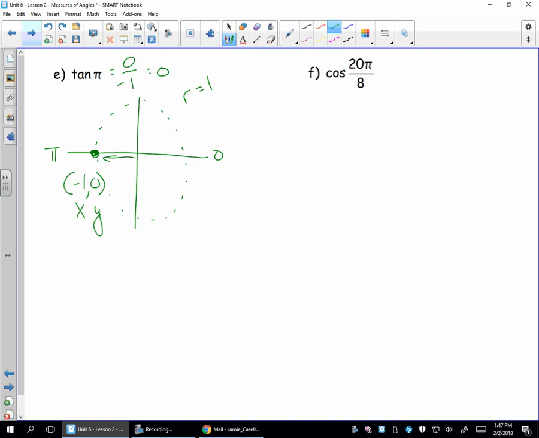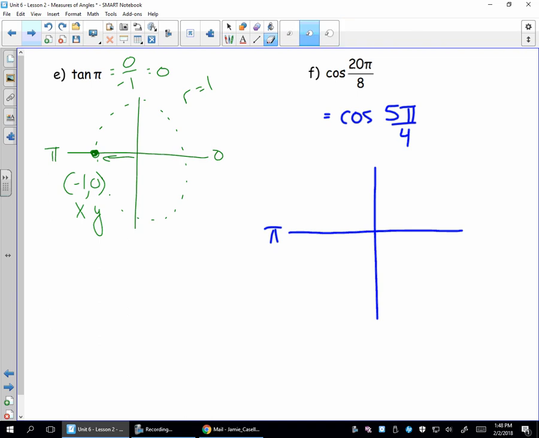And how about cos 20 pi over 8? Well, 20 pi over 8 is a big number. Maybe I can reduce that to make it easier to work with. If I divide them both by 4, I get 5 pi over... oh, sorry, I didn't divide that right. That's not 5 pi over 4, it's 5 pi over 2.